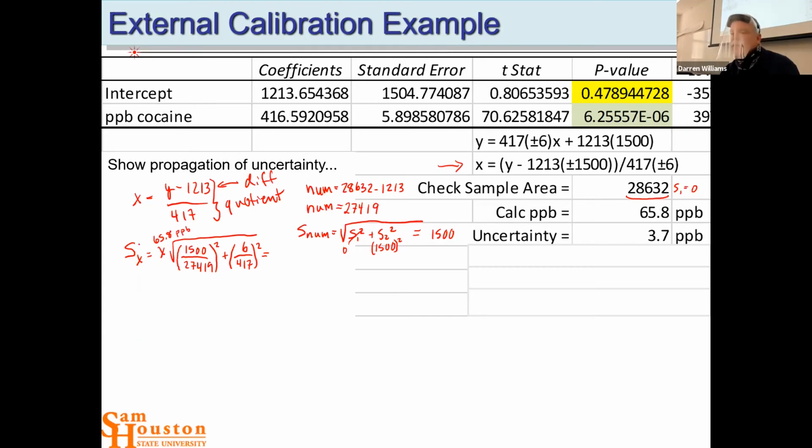And so that gives me the uncertainty in parts per billion. Including my units on here would give us, in the denominator, counts per parts per billion. And so then that parts per billion comes up on top, and the thing in the numerator is counts, and so that cancels the counts. So our units do work out, and this should give us the 3.7 parts per billion listed here. So that's how we're calculating those uncertainties.